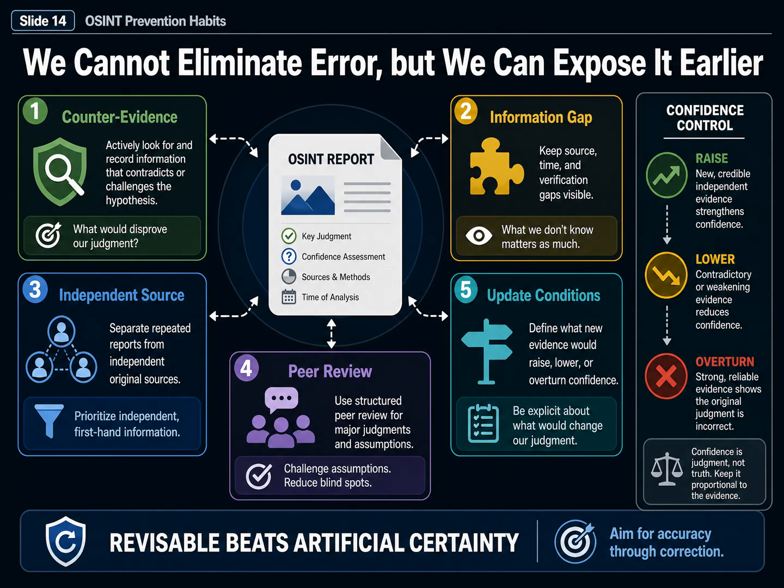Trace repeated reporting back to original sources. Send major judgments to someone who did not produce the first analysis. Most importantly, define what new evidence would raise, lower, or overturn your confidence. A judgment designed to be updated is more professional than one designed to look certain forever.